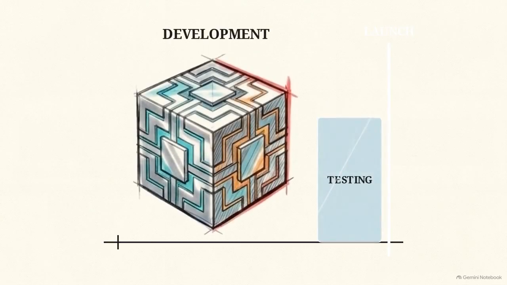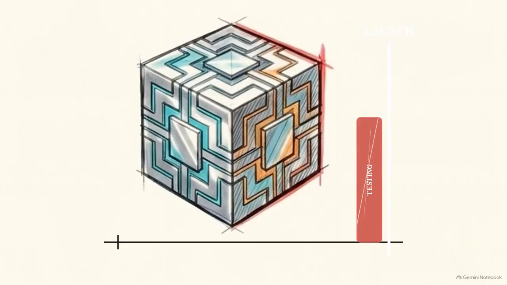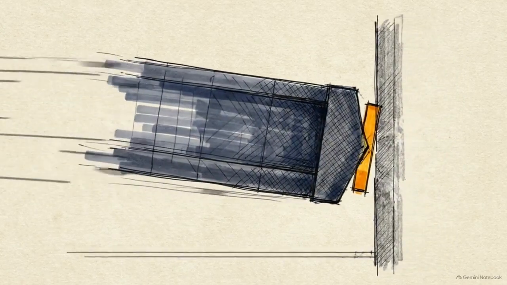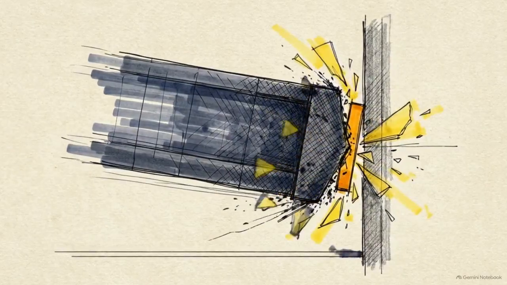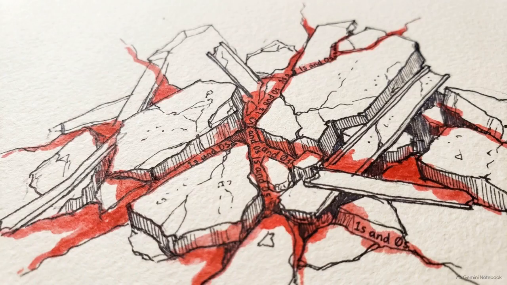Look at any modern software release cycle, and you will see a mathematical collision. The development phase expands, consuming the schedule, while the testing window is violently compressed against an immovable launch deadline. Trying to exhaustively test every single line of code in this remaining sliver of time is a physical impossibility.